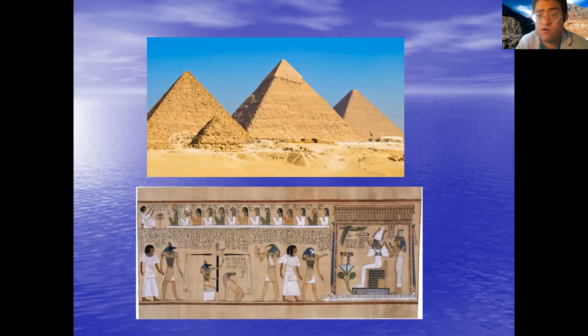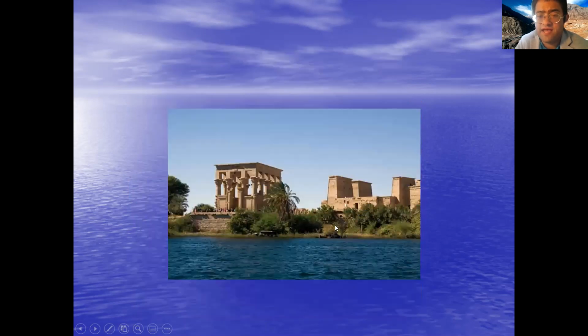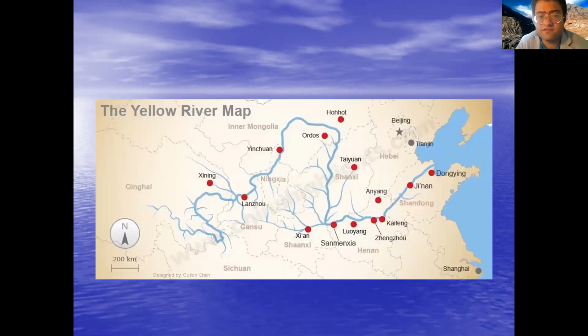All right, where are we? We are in ancient Egypt. We can see a scroll of the Book of the Dead. And what famous river do we find here in ancient Egypt? This is the ancient Tigris River.